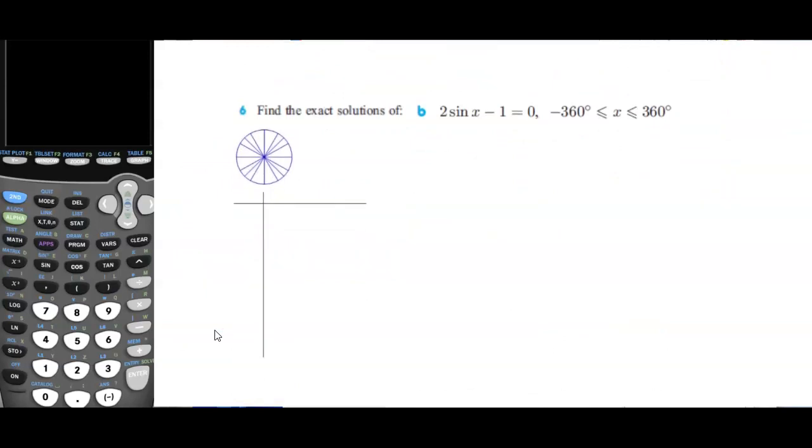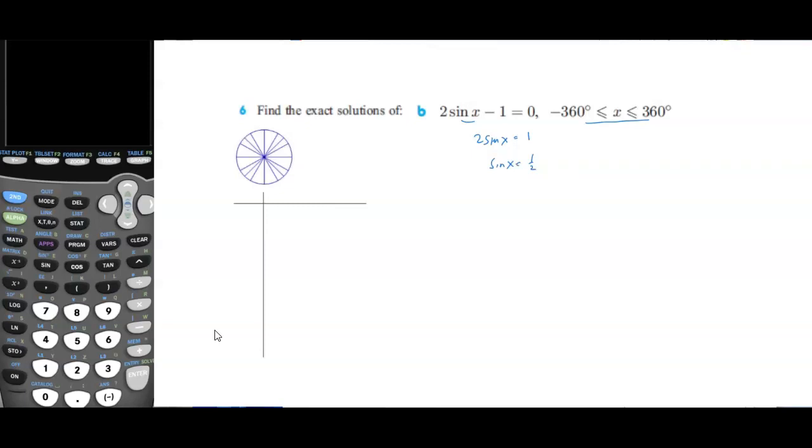Here's one last simple one. Okay, this one's in degrees. So first of all, we're going to isolate sine x again. We're going to add 1 to both sides, then we get 2 sine x equals 1. Then we divide both sides by 2, we get sine x equals 1/2.